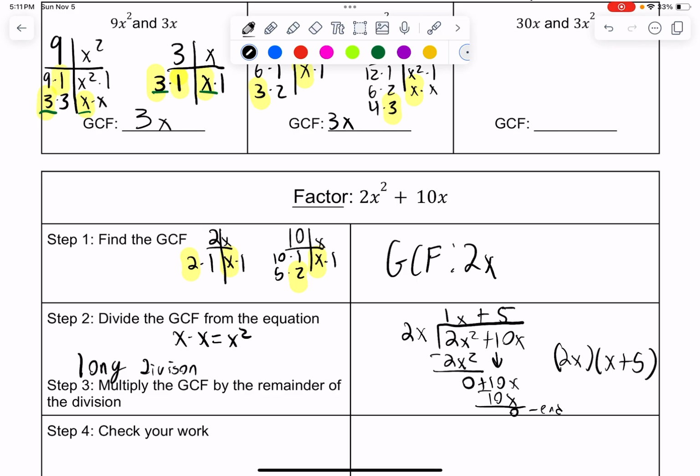And you're probably wondering, where did that 1 go? That 1 in the very front. Well, what is 1 times x? Well, it is just x. So you can either write it with the 1x, or you can write it as 2x times x plus 5. Both work.